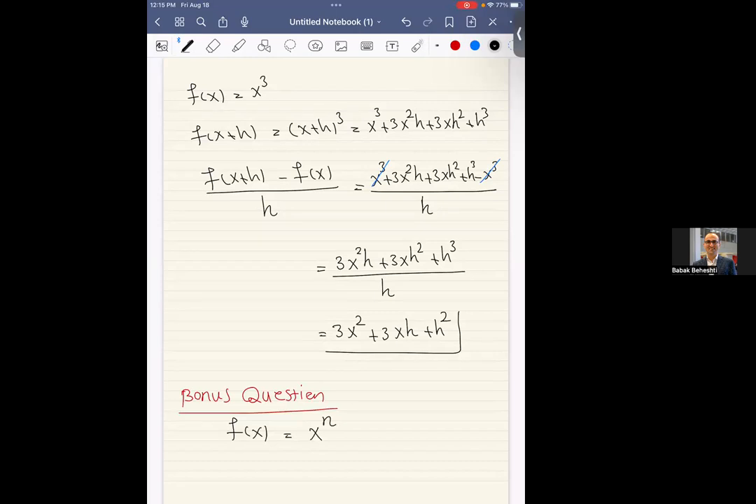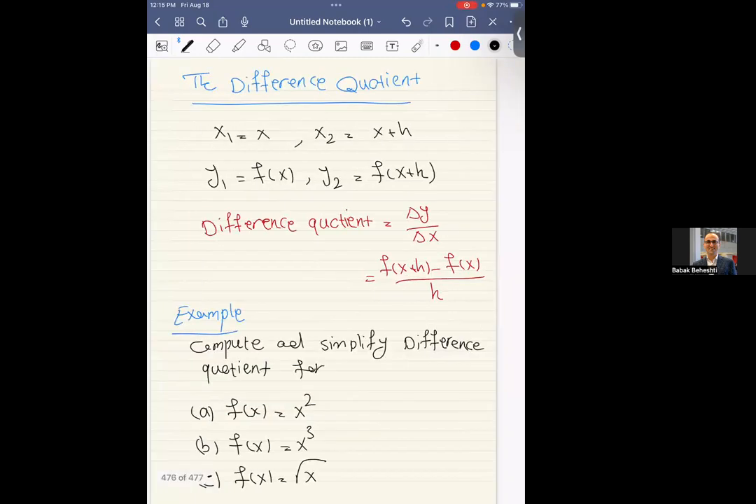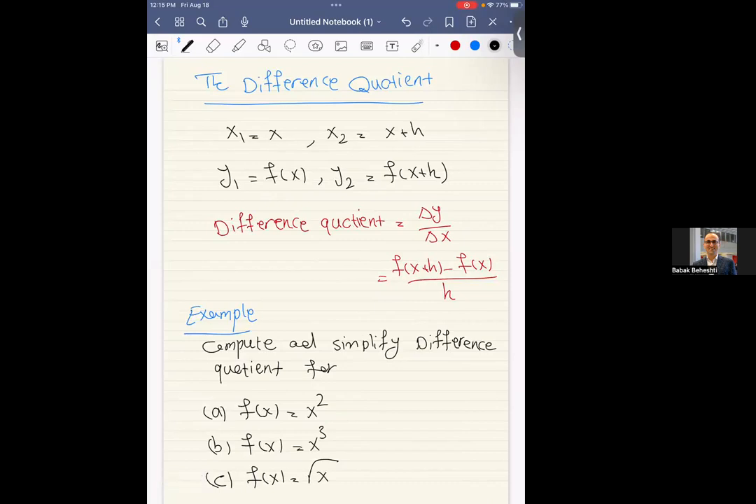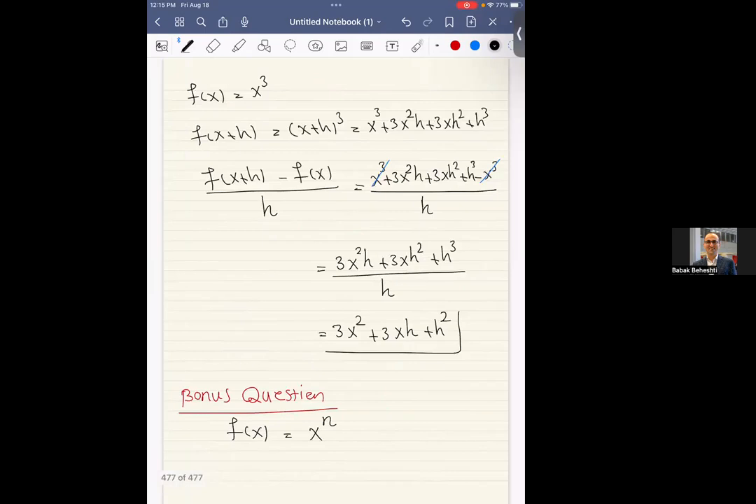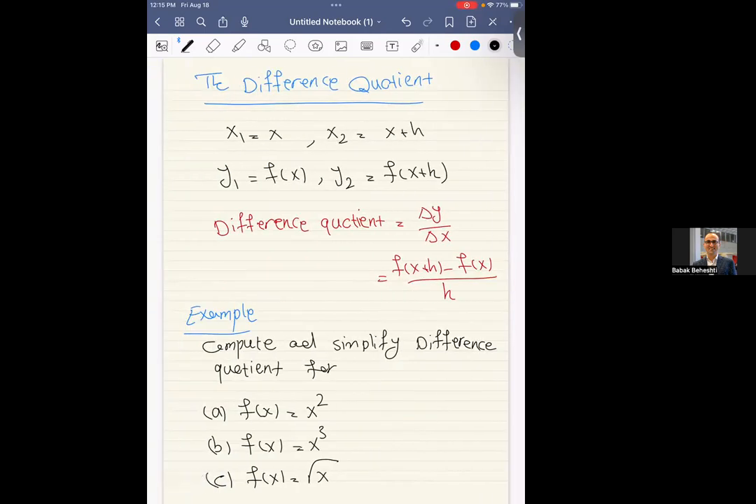Okay, guys. Do you have any questions? So please do this exercise, this example ABC. And then if you can, work on this bonus question.